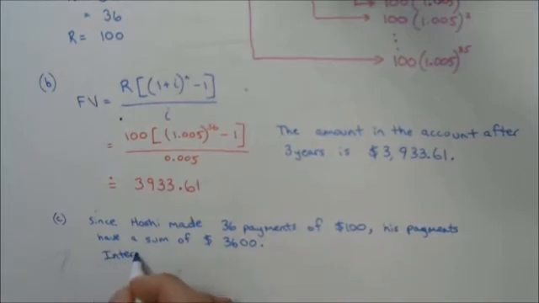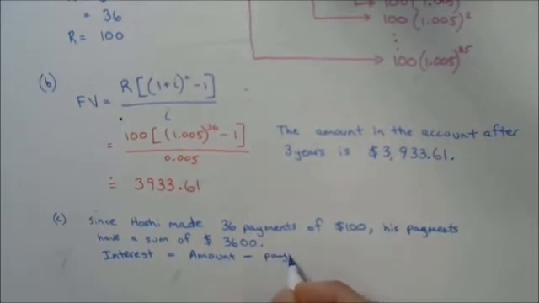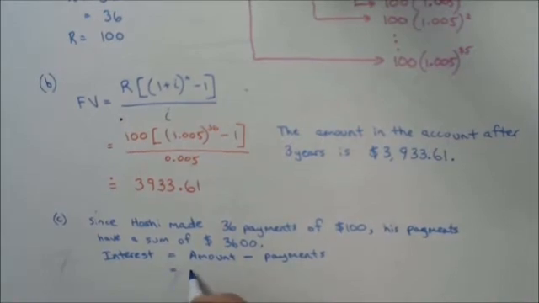Interest equals amount minus payments. All right, so interest equals the amount, $3,933.61, minus the $3,600 worth of payments, means he's going to come out with $333.61 in interest. All right, that's pretty good.